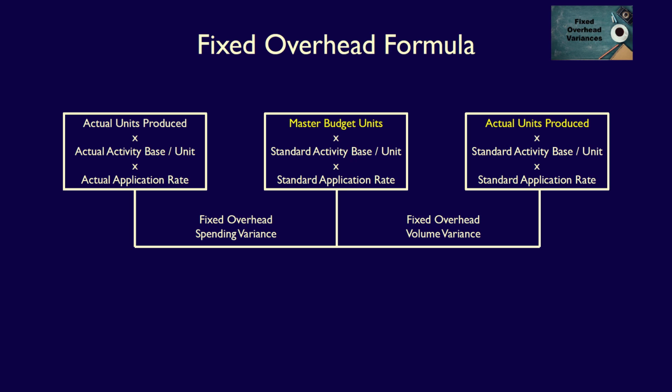Remember, this is a measure of how efficiently management has used the fixed capacity in the factory. If actual units are greater than the budgeted units, they effectively utilize their fixed capacity at the factory. On the other hand, if the actual units are lower than the budgeted units, then they were inefficient in their use of the factory capacity.